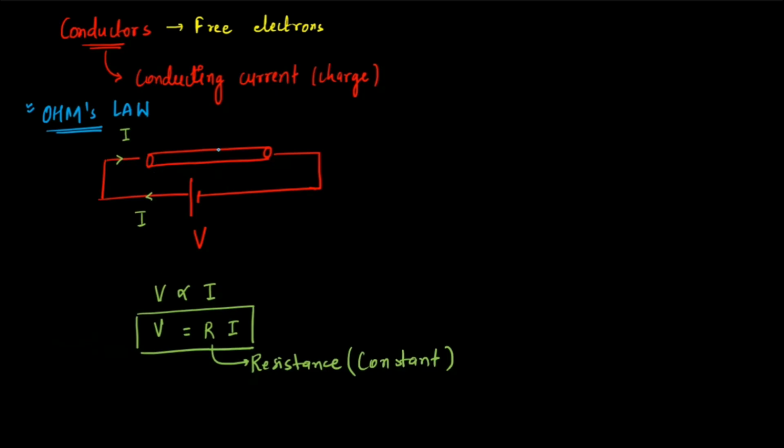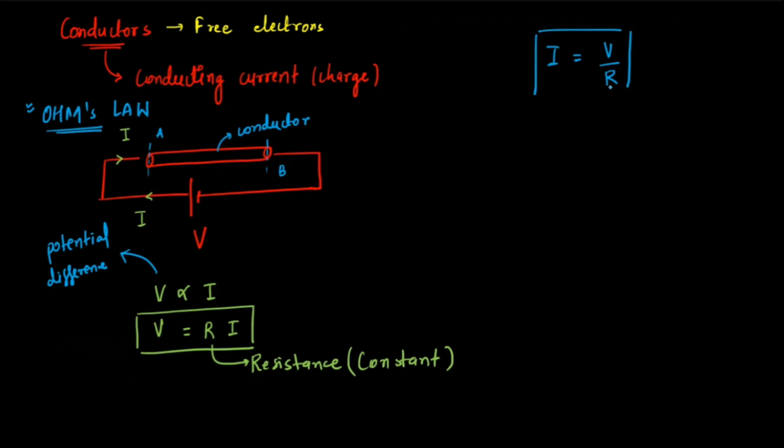So if we talk about this conductor, the potential difference across these 2 points is directly proportional to whatever current is flowing in the circuit. Remember this thing: this should be the potential difference between the 2 points, and these 2 points are connected to higher potential and lower potential. So from here, we can say current is equal to V by R. We can use this relation to find different quantities in different circuits.